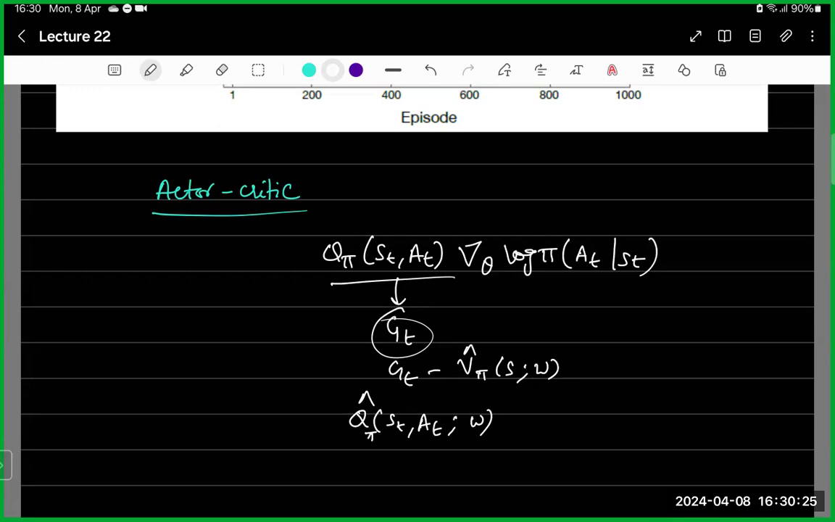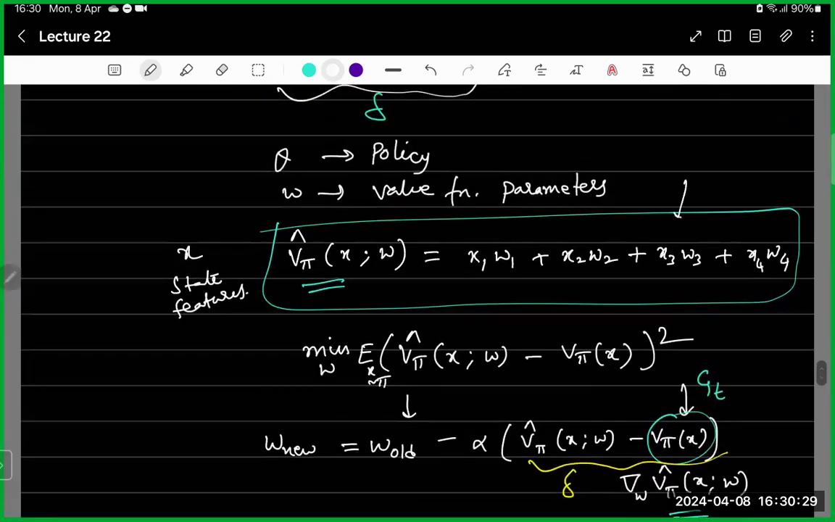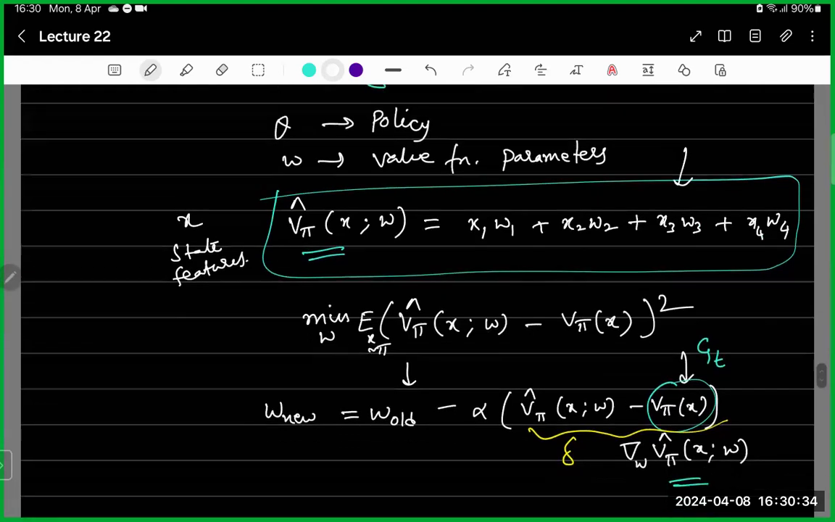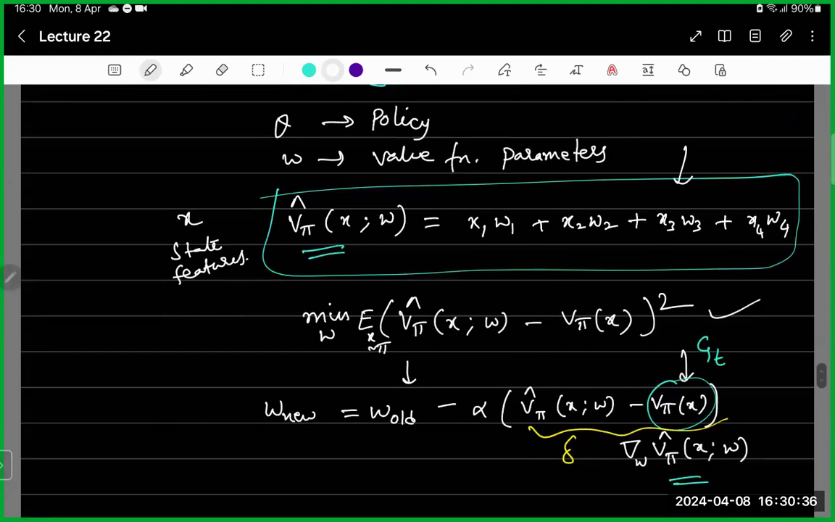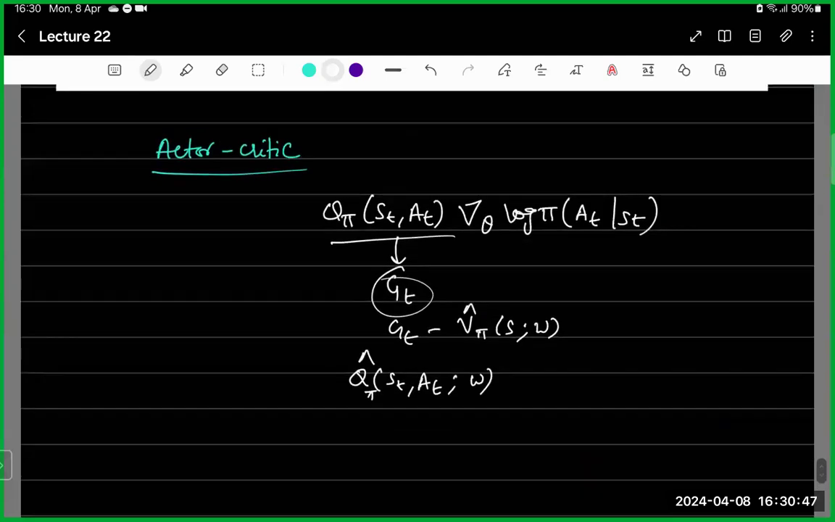Similar to what we have done in the value function, right? You just take some formula for your q pi of s comma a with some parameters, and you keep learning that using mean square error minimization. And wherever you had q pi, instead of that you use a GT kind of estimate. So that is one basic version of actor-critic.